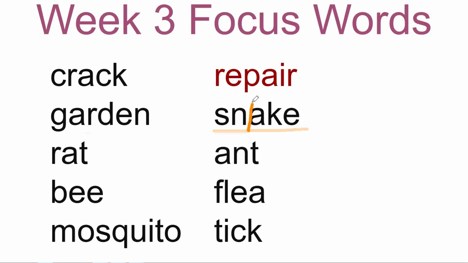Snake. It's going to be a long A sound. Snake. The E is silent, and that's a long A. Then we have rat. And you do pronounce the T. Ant. Again, pronounce the T. We have a bee with that E-E, bee, and a flea, E-A. Bee, flea.